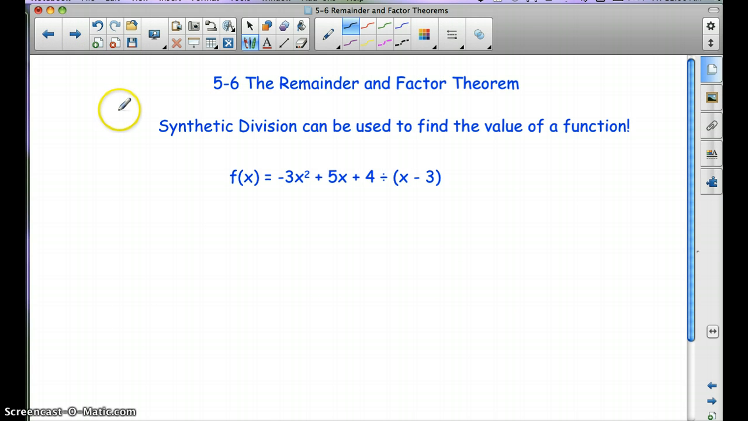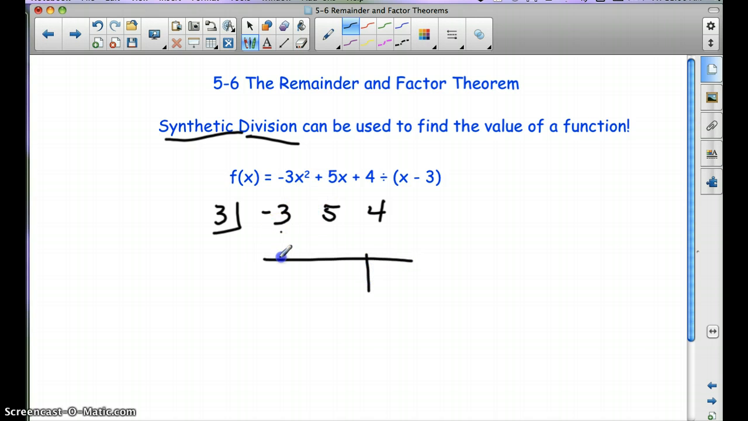So the remainder theorem and factor theorem, we're going to use synthetic division, and that can be used to find the value of a function. Rather than plugging in a value into this, we can just use synthetic division. So remember synthetic division, we choose the opposite sign because x equals 3 if we were to set this equal to 0. Then we have -3, 5, and 4.